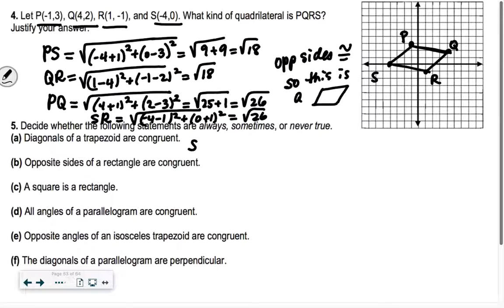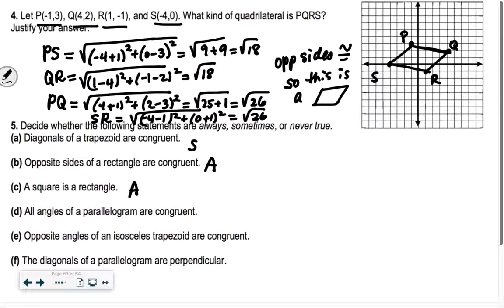Opposite sides of a rectangle are congruent. Would they always be congruent? Yeah, because it's a parallelogram, right? So always. A square is a rectangle. Does a square always have 4 right angles? Yes. So always.